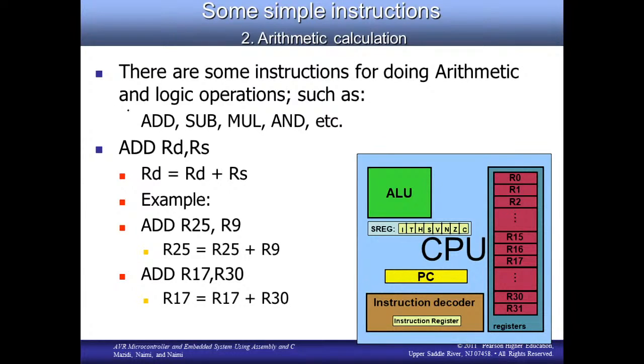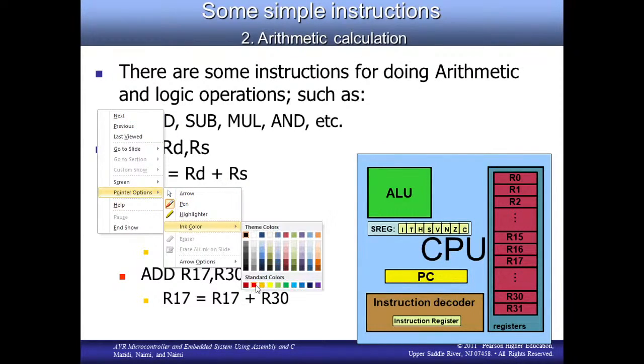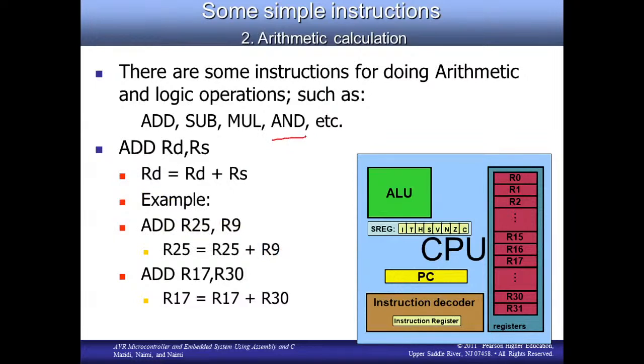There is a subtraction instruction, a multiplication instruction, and there are logical instructions. So there are AND, OR, NOT, exclusive OR. These are the logical instructions which we can use with the registers.